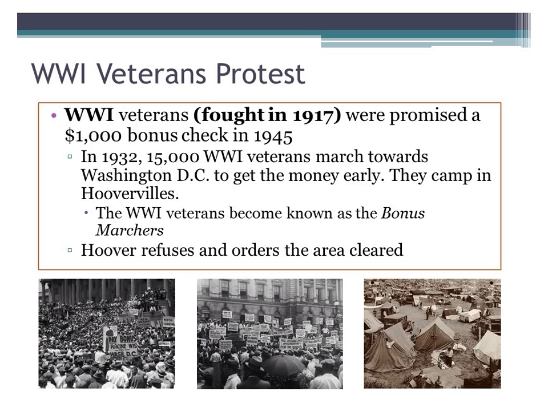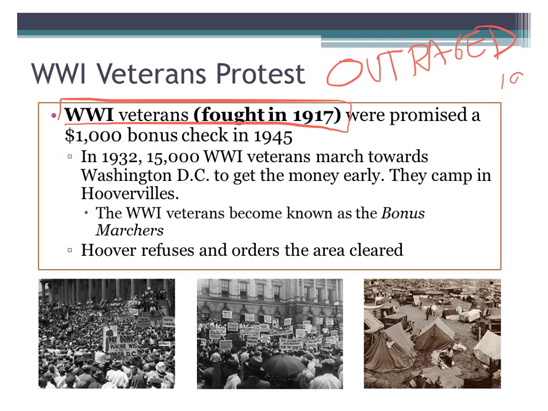The answer for what next is going to come when World War I veterans protest. The nation won't fall into communism, but the nation will become outraged at Hoover in 1932. World War I veterans, and we have to set this up. Now remember, World War I veterans fought in 1917, right? So it's 1917 that World War I veterans are fighting. And they were promised $1,000 in 1945 as a bonus for their volunteering to fight in 1917. So they fight, they survive, and if they live all the way to 1945, they're going to get $1,000.